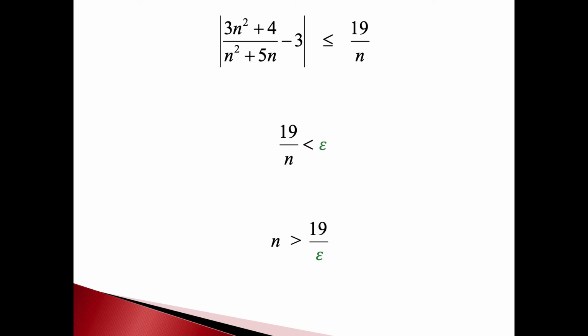So long as little n is bigger than 19 over epsilon, then all of that calculation I just did will work. And I'll end up with 19 over n, and because little n is bigger than 19 over epsilon, it means that 19 over n will be less than epsilon, and we're done. Whew, that was hard work. This is really hard, right? This is why we worked so hard to get here.